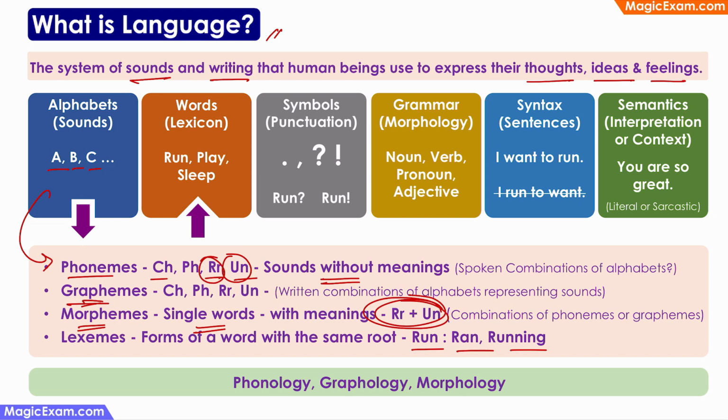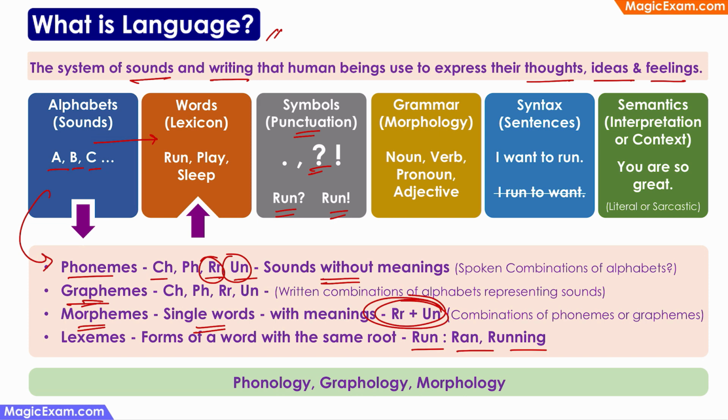And now that we have seen how alphabets become words, we'll look at punctuation. Punctuations are symbols that are used after the words. For example, if you put a question mark after the word run, we are asking somebody, are you going for a run? If we put an exclamation mark after run, then we are telling somebody that he or she should run. So it's a command. So that way, punctuations are symbols which provide some context to these words.